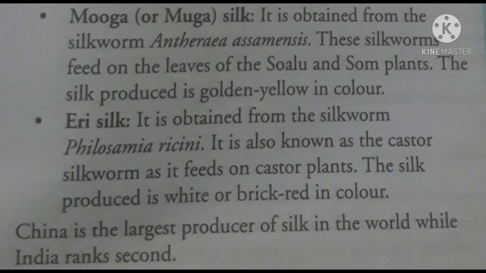And the next variety is eri silk. It is obtained from the silkworm Philosamia ricini. It is also known as the castor silkworm, as it feeds on castor plants. The silk produced is white or brick red in color. China is the largest producer of silk in the world, while India ranks second.